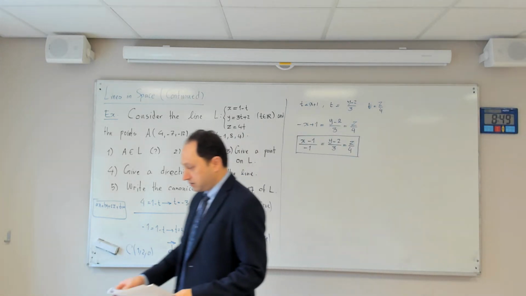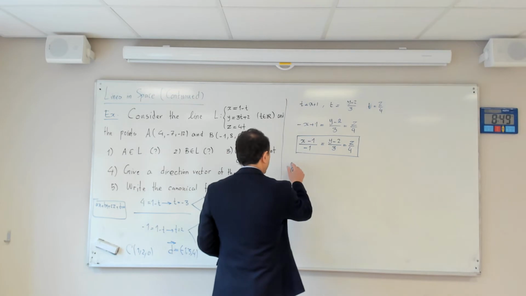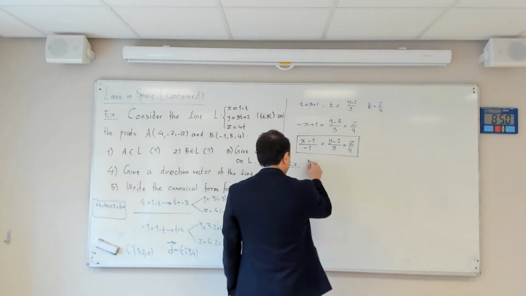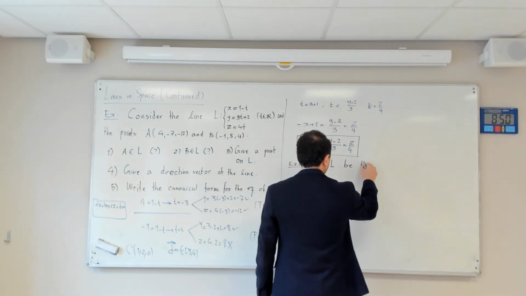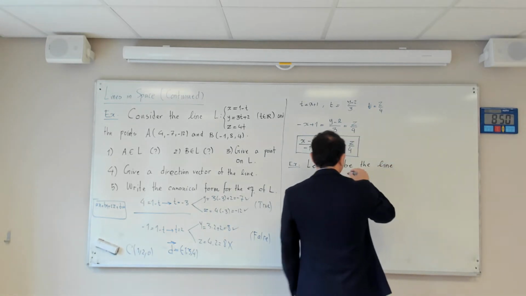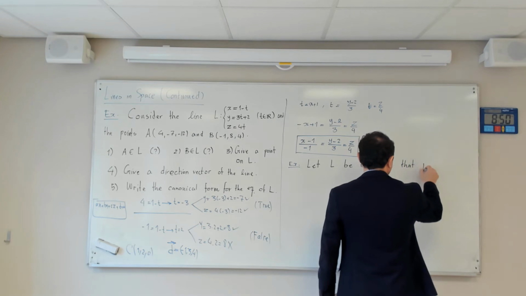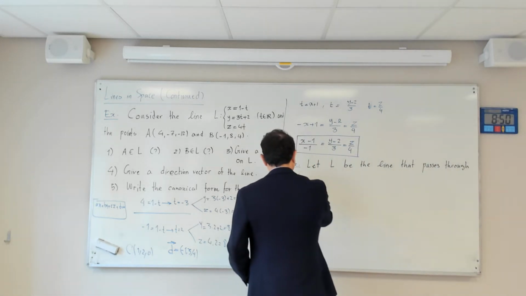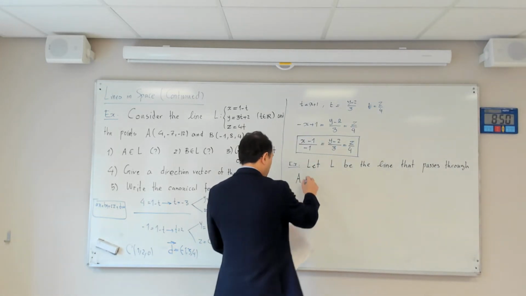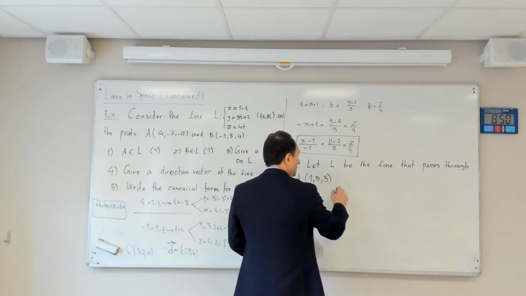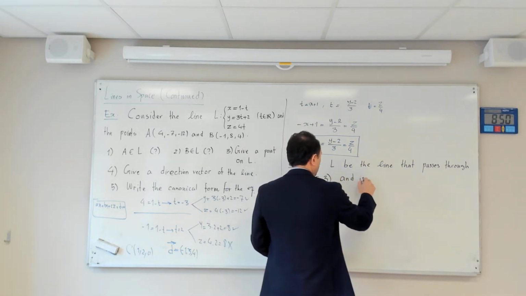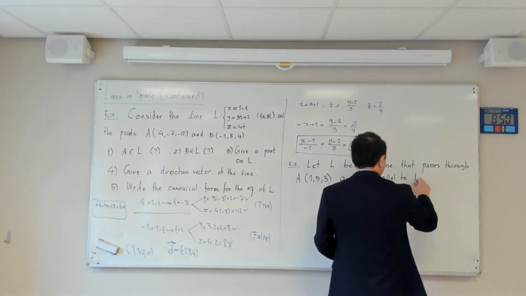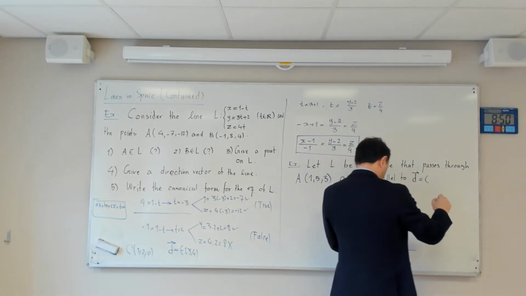Now let me ask you one question. This is also something simple. I would probably wait for you. It's a very simple example. Let L be the line, I always mean a straight line, yes, that passes through the point A with coordinates 1, 5, and 3, and is parallel to D equals 3, 0, and 1.